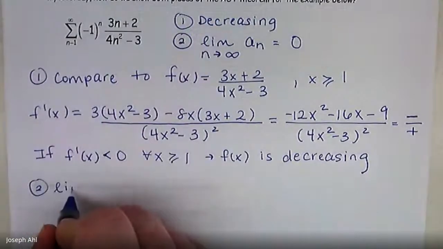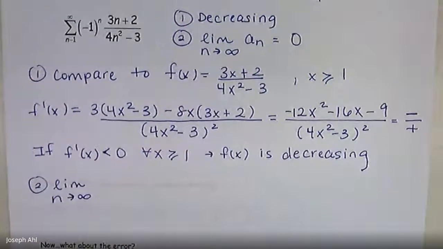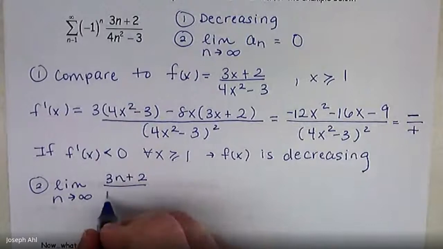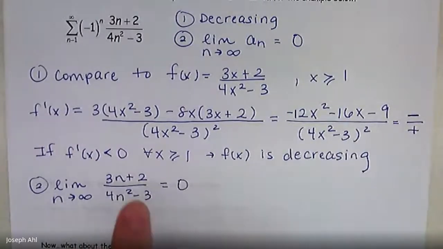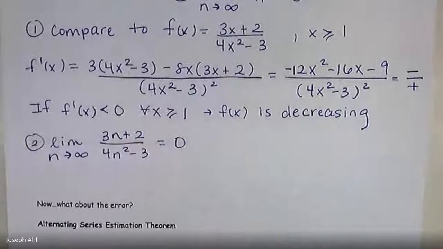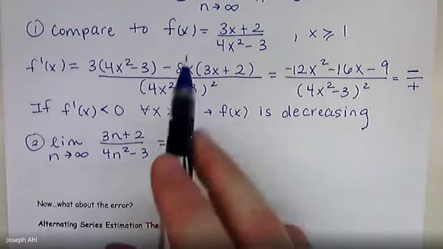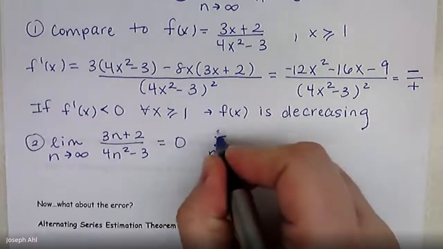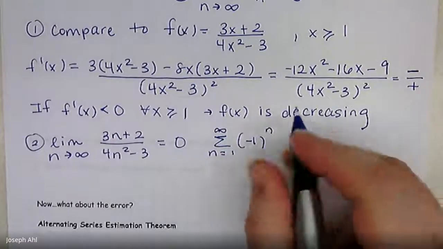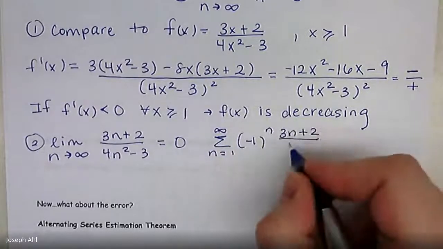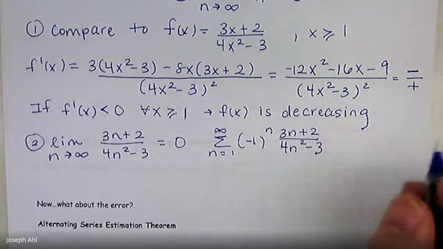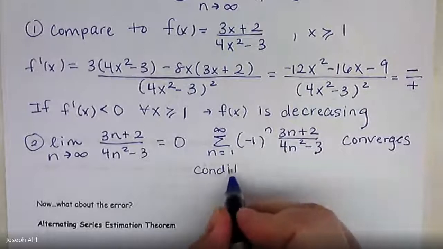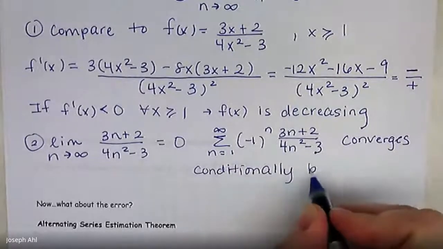Quickly, the other part of the alternating series test is showing that the limit as n goes to infinity of the sequence 3n plus 2 over 4n squared minus 3 very clearly equals 0 because it's bottom heavy. That part was definitely easier. Since both conditions of the alternating series test hold true, we know that the original series, the sum from n equals 1 to infinity of negative 1 to the n times 3n plus 2 over 4n squared minus 3, converges conditionally by the alternating series test.